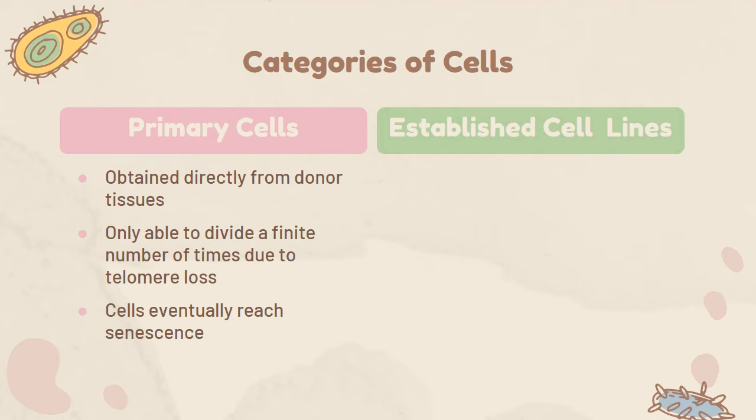Primary cells are directly obtained from an organism's tissues. When grown in the right conditions, primary cells can grow and proliferate, but can only do this a finite number of times. This is because each time they divide, part of its DNA telomere is lost. After a certain number of cell divisions, the cells eventually reach senescence, wherein the cells can no longer divide.